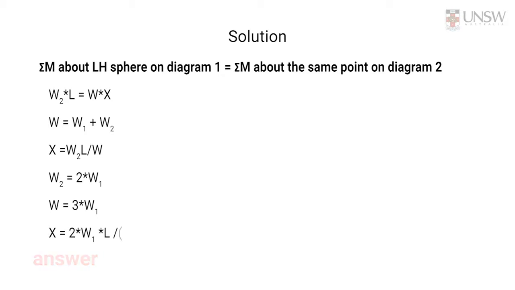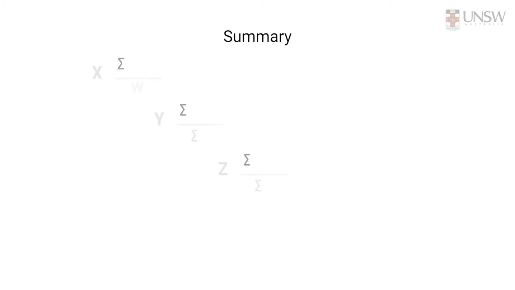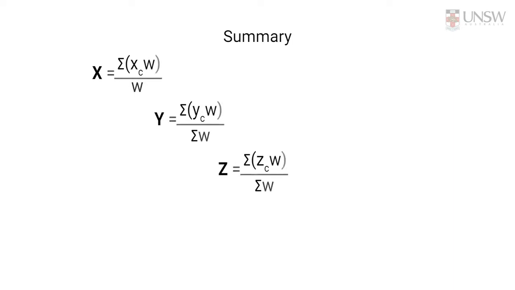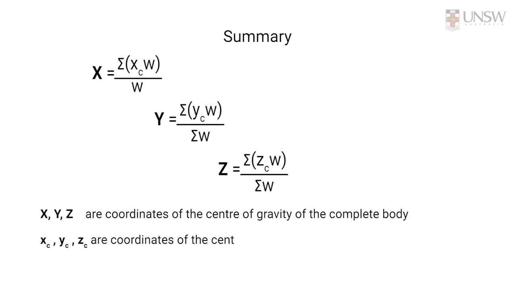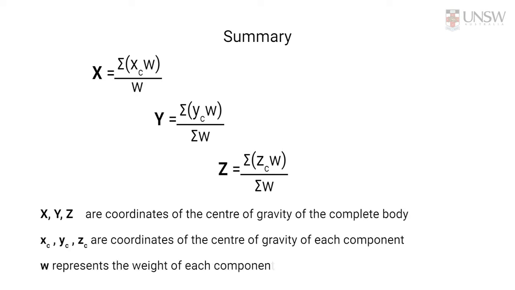If you would like to follow the development of this, pause the video and look at each of the lines of the explanation. You can see that the final result is x equals 2/3 L, which is 2/3 of the distance between the two spheres. All this can be summed up in three equations. Capital X, capital Y and capital Z are coordinates of the centroid of the complete body. XC, YC and ZC are coordinates of the centroid of each component. W represents the weight of each component.